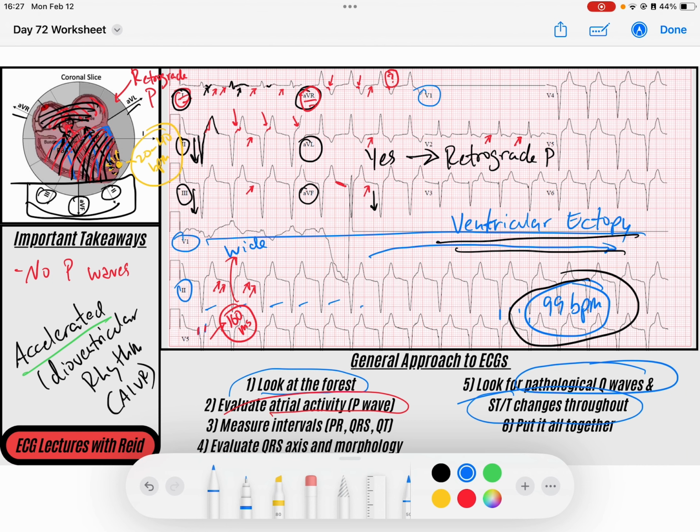So let's do what we always do. Let's put this all together. We've got an accelerated idioventricular rhythm with retrograde atrial activation. And someone goes, hey, where do you think this AIVR is coming from? Well, I would say it's coming from somewhere within the inferior portion of the ventricular myocardium. Why would you say that? Because we've got all these negative forces in the inferior leads telling me we've got signal going away from the inferior, which is going up towards the superior aspect of the heart.